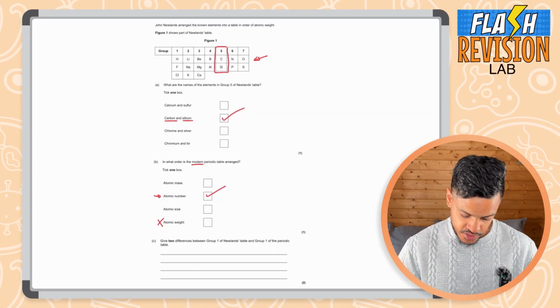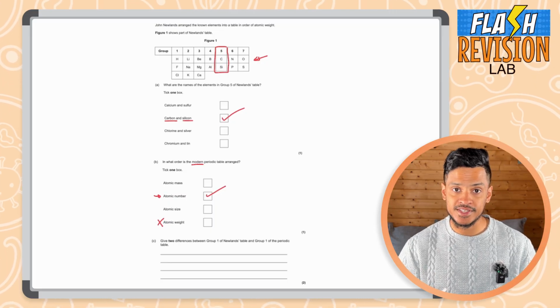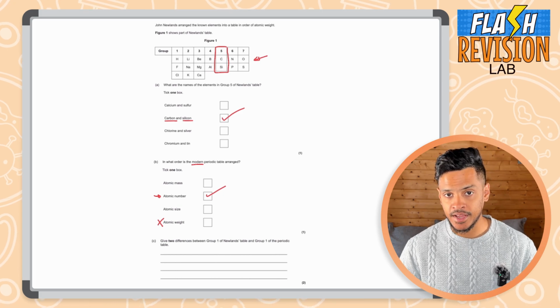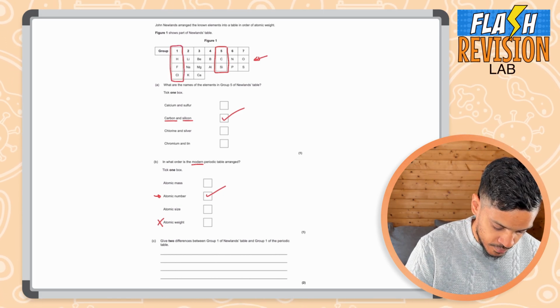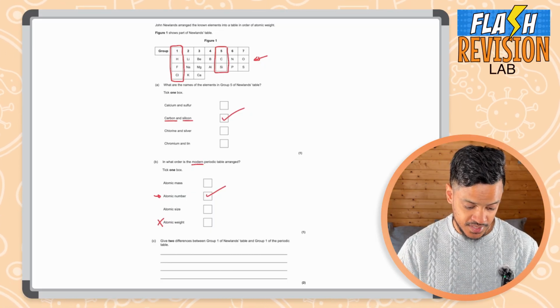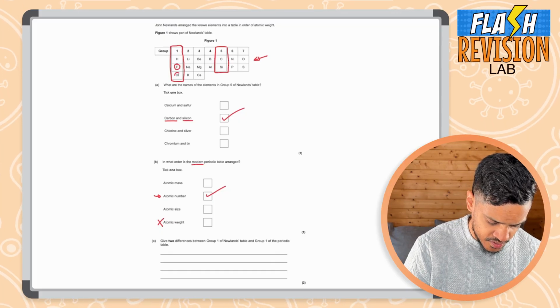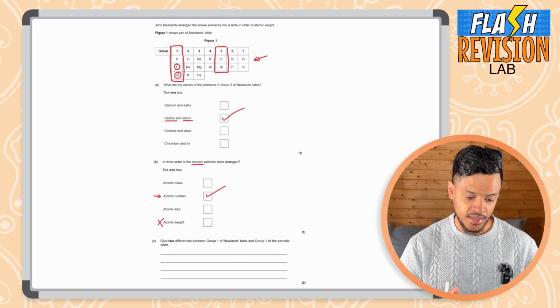Final part of this question, for 2 marks: give 2 differences between group 1 of Newlands' table and group 1 of the modern periodic table that we have right now. So let's look at group 1 here. And again, if you look back at the periodic table that you're given in your exams, you'll see group 1 here has some halogens in it. It's got F and Cl. Those are meant to be in group 7, but here they're in group 1.